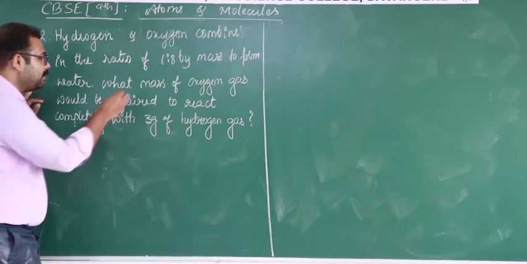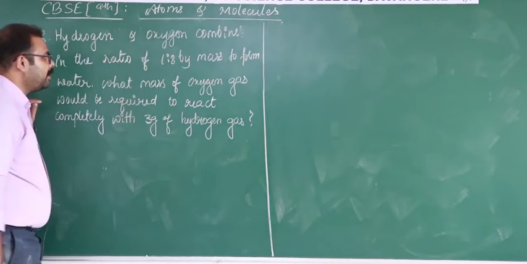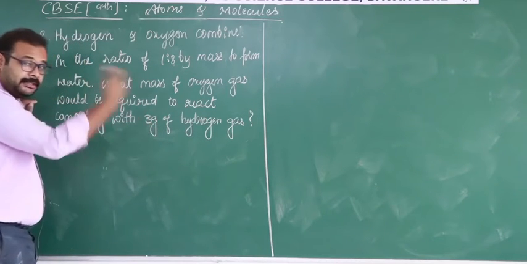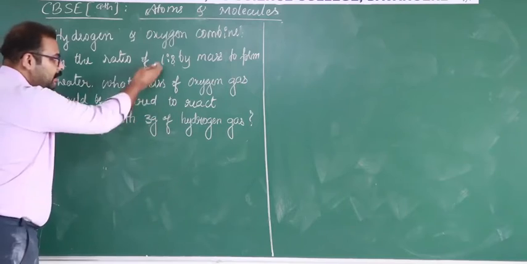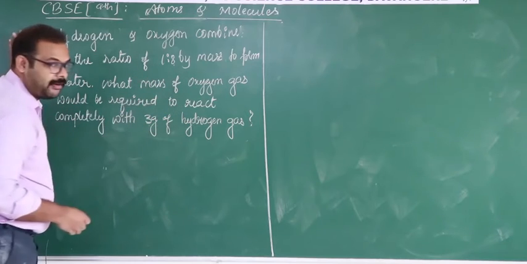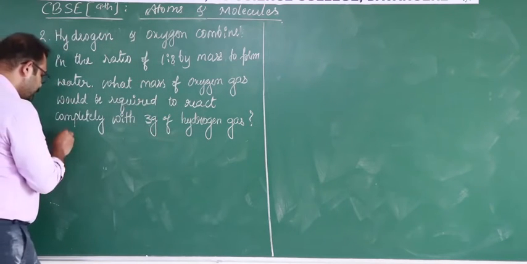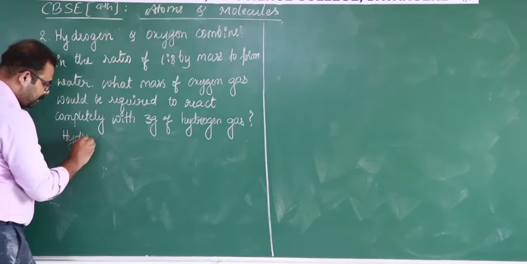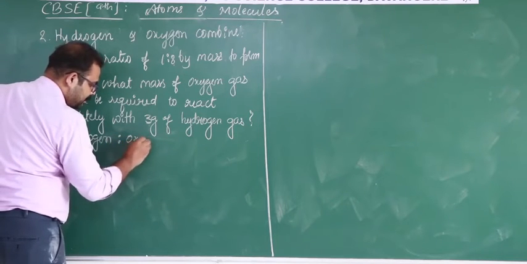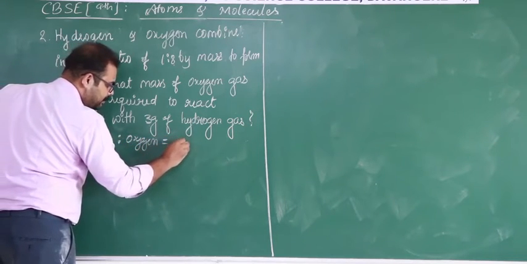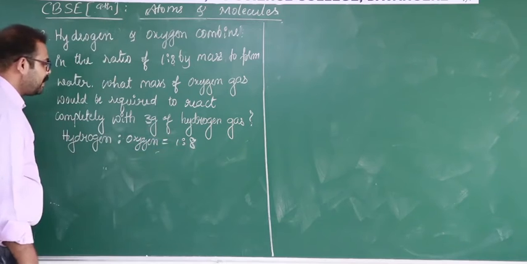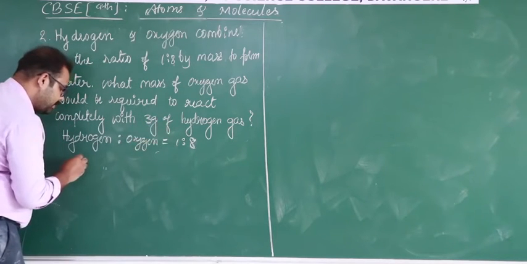So here, if the mass of hydrogen is 1, then the mass of oxygen is 8. Then if the given hydrogen is 3 times the earlier one, then we have to multiply the mass of oxygen 3 times. Let's try that. So hydrogen and oxygen, the ratio they have given is 1:8. So hydrogen is 1 and oxygen is 8. So they are asking about 3 gram of hydrogen gas.